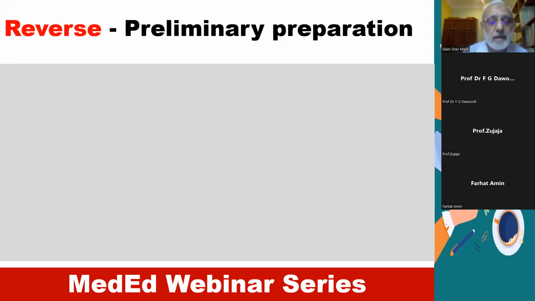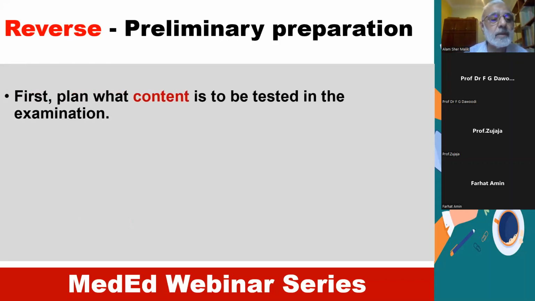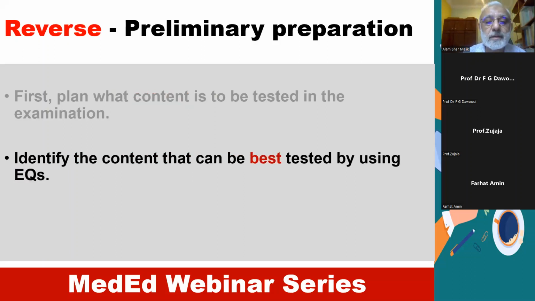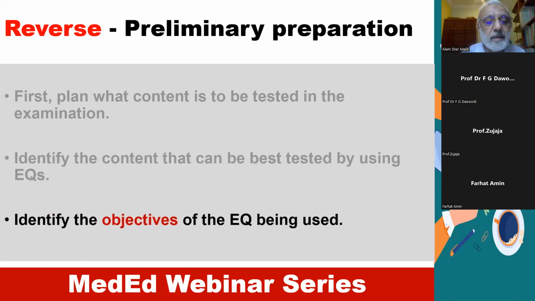It can be put in another way, or the reverse way. First, plan what content is to be tested in the examination. Then identify the content that can be best tested by using essay questions. And then identify the objectives of the essay questions being used. Although this approach is relatively easier, preferably we should use the first option, that is, we identify the objectives or outcomes to be tested first and then identify the essay questions.